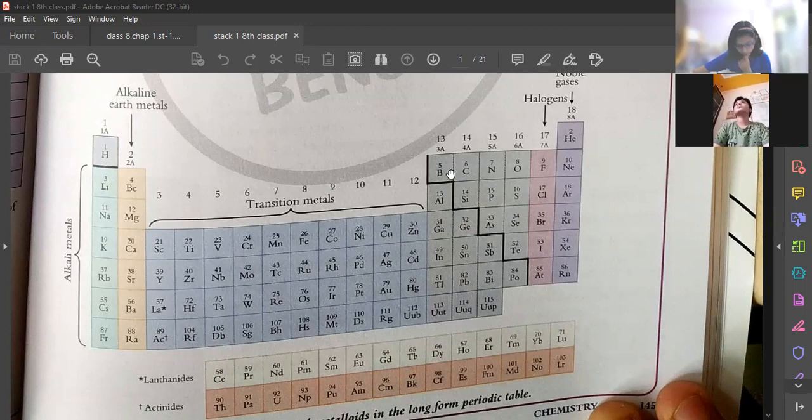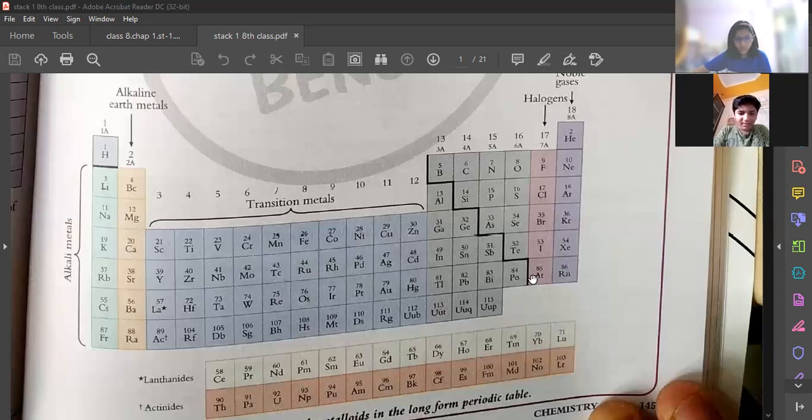If you see this boron, silicon, arsenic, the zigzag line is there, right? These are the metalloids. So metalloids separate the metals from the non-metals. Metals will be on the left side of the metalloid part, non-metals on the right side. Sir, germanium is also a metalloid, right? Yeah, germanium is also a metalloid.